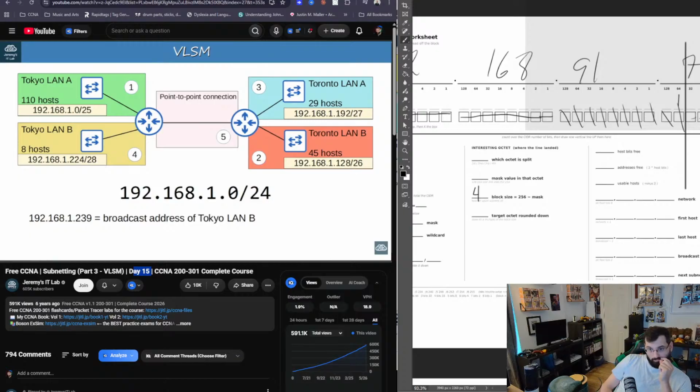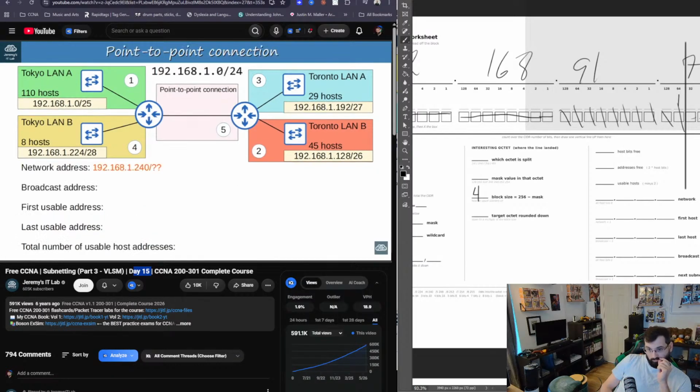192.168.1.239 is the network address of Tokyo LAN B. Therefore, 192.168.1.240 is the network address of the point-to-point connection. Now, what prefix length should we use? So, as I mentioned in the first subnetting video, it is possible to use a /31 prefix length for a subnet requiring only two hosts.